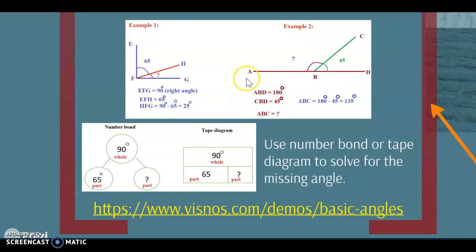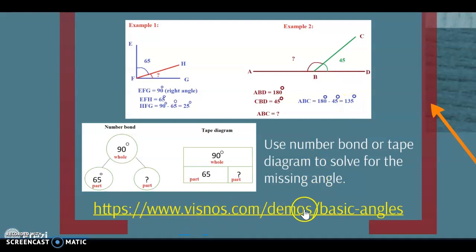On example 2, you're working with supplementary angles again. So 180 degrees is your whole. Instead of 90 up here, you're going to have 180 degrees. One of the parts is 45 degrees. And for the other part, you take away 45 degrees from 180 degrees. The missing angle is going to be 135 degrees.